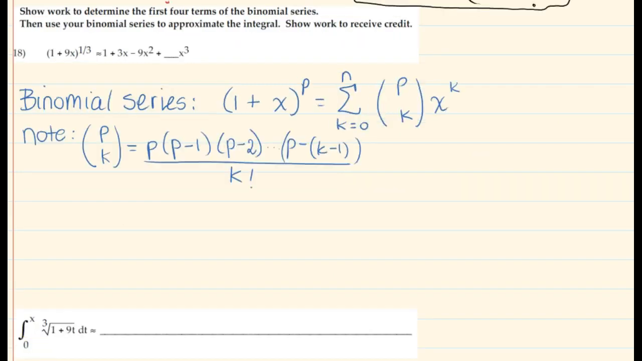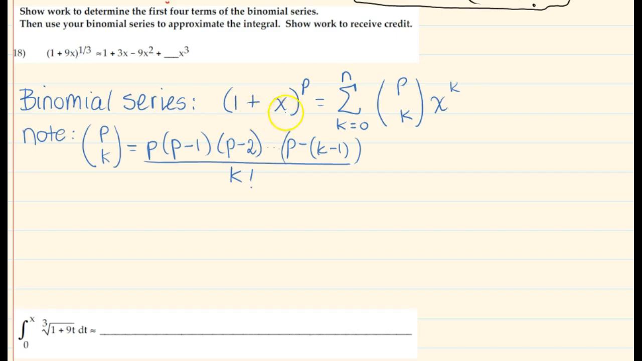For this problem, we need to show work to determine the first 4 terms of the binomial series. What we're going to do is use the binomial series, and then we're going to approximate the integral after we find the binomial series. So first thing is to remind ourselves, what is the binomial series?